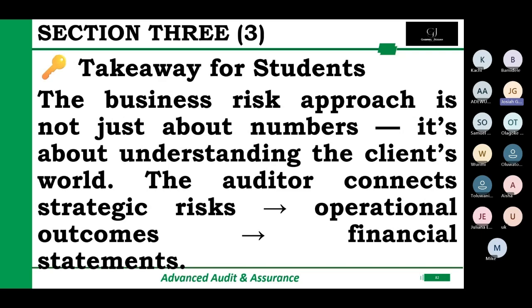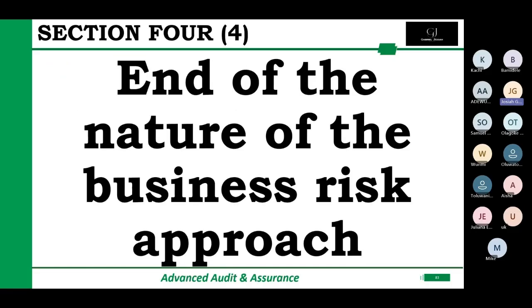So a key takeaway as we close down this session is that business risk is not about numbers or the financial statements. It's about understanding the client's world, what they are doing. Don't just get your audit fees, certify the financial statements and move on. No, the auditor should connect strategic risks to tactical risks to operational outcomes, and then the financial statements. That's how, pragmatically, the current-day auditor should approach a business in the sense of a business risk approach. So those are my thoughts on that.